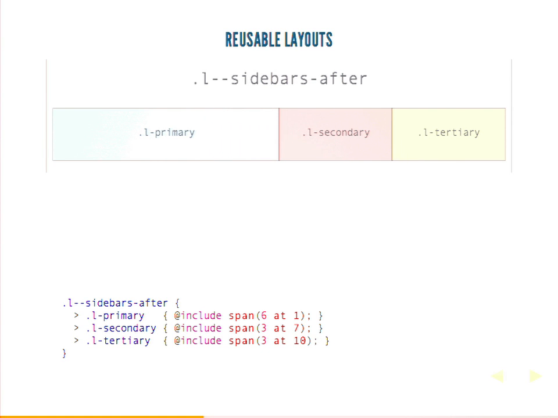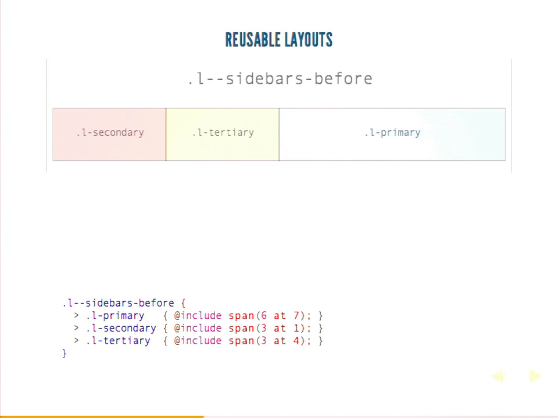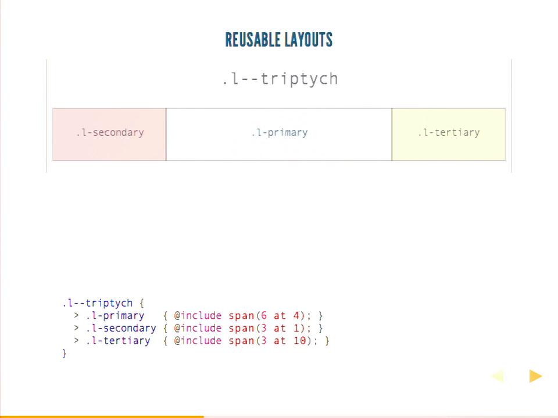So sidebars after, just adjust a little bit. So we have the sidebars coming after the main content area. Sidebars before, just flip those. And then triptych, where we have the sidebars running down the side. So all these are using the same HTML structure for the layout itself. But just by switching out that one class, we can apply the different CSS to actually create these different layouts, which is really handy when you're actually developing.